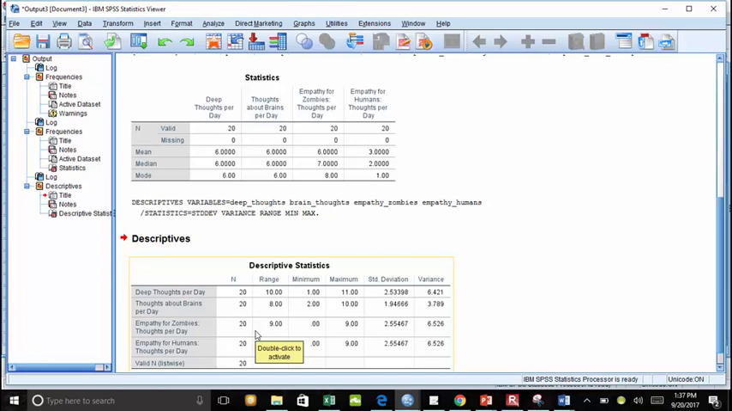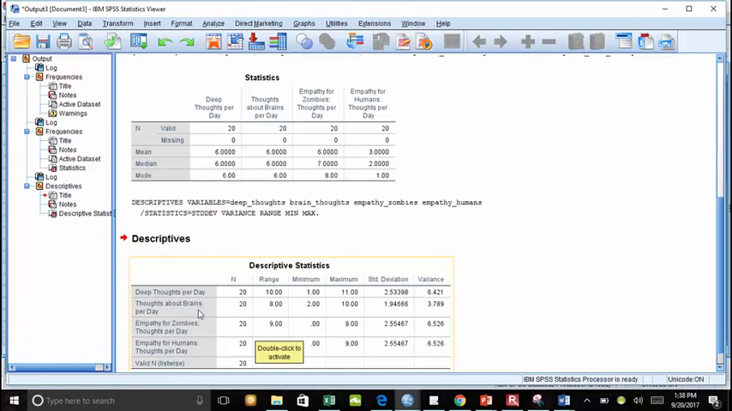When you run descriptives, your variables are here on this left-hand column, and then you read across. So for deep thoughts per day, again, n equals 20. The minimum number of deep thoughts per day any zombie had was 1, maximum of 11. The range is 10, which is maximum minus the minimum. And then your standard deviation, our typical measure of variability, and your variance. And remember, if you square root the variance, you'll get standard deviation.